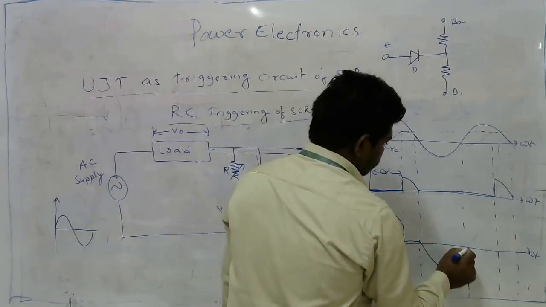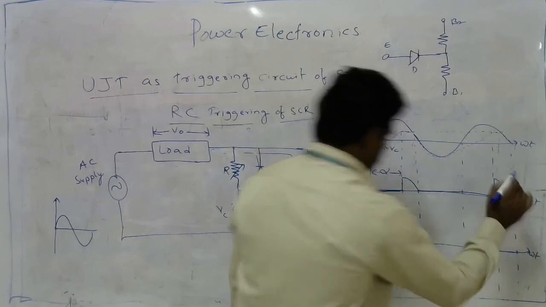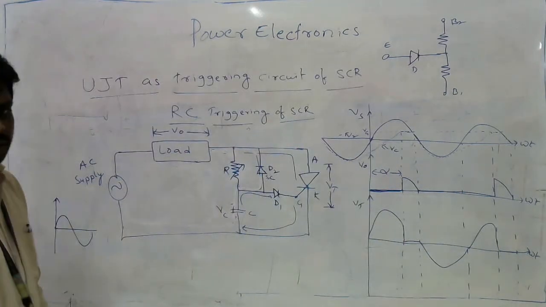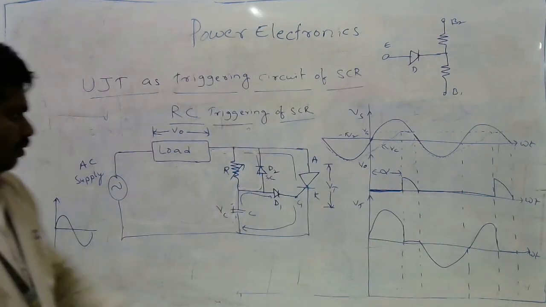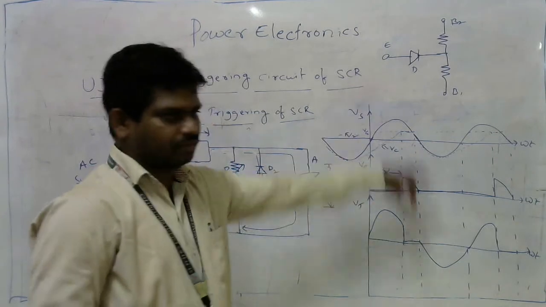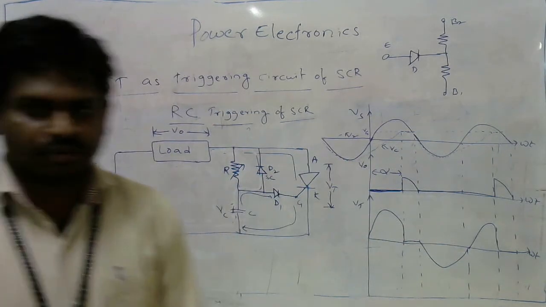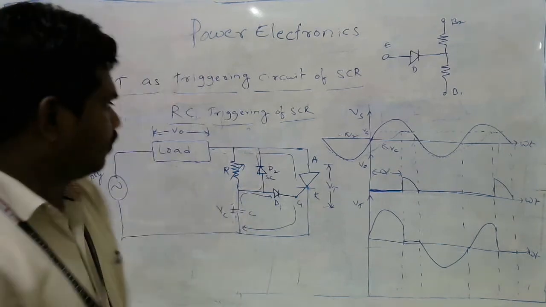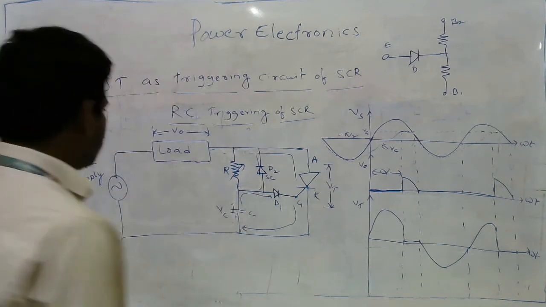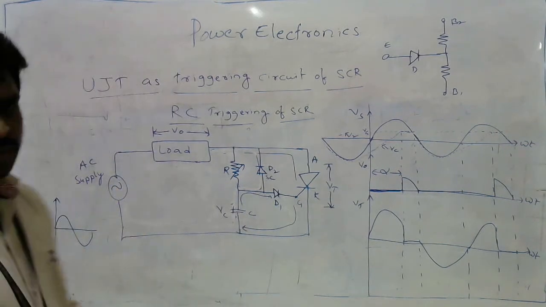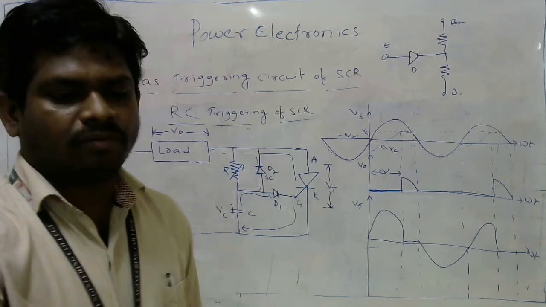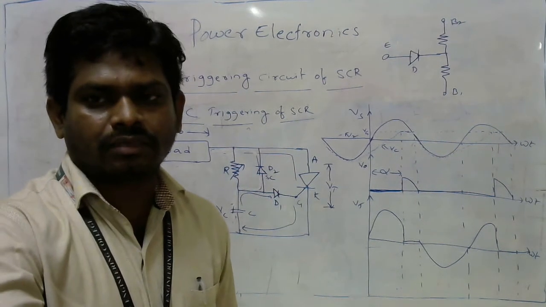Then this portion like this. This is the voltage across thyristor. So in this way, we can analyze the RC triggering, what we call half wave triggering circuit of SCR. We'll see the full wave triggering circuit of SCR after this. Okay. The next one is full wave RC triggering circuit of SCR.